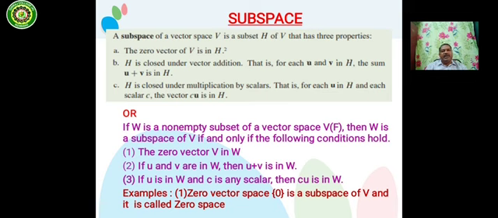Here we will take H or W. If W is a non-empty subset of vector space V over F, then W is said to be a subspace of V if the following conditions hold: the zero vector of V is in W; if u, v are in W, then u plus v is in W; if u is in W and c is a scalar, then cu is in W. If these three properties are satisfied, the non-empty subset of the vector space is called a subspace of V. For example, the zero vector satisfies these three properties, so we say that the singleton zero vector is a subspace of vector space V, and it is also called the zero space.